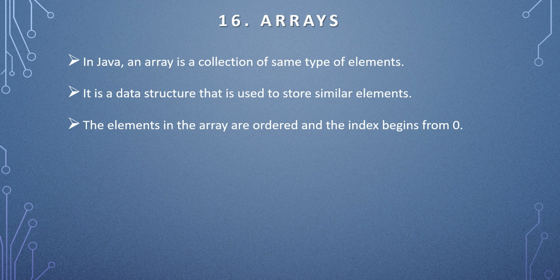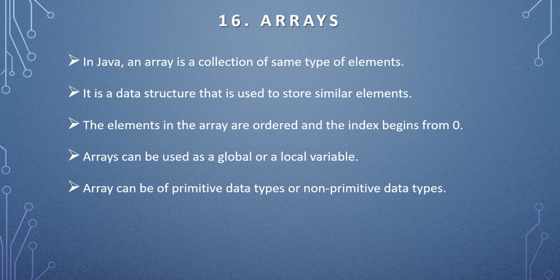So the first element of the array is stored at the 0th index, second element is stored on first index, and so on. Arrays can be used as a global or a local variable. Array can be of primitive data types or non-primitive data types. Java Array inherits the object class and implements the serializable as well as clonable interfaces. There are many built-in methods available in Java for various purposes like copying or determining the size, etc.